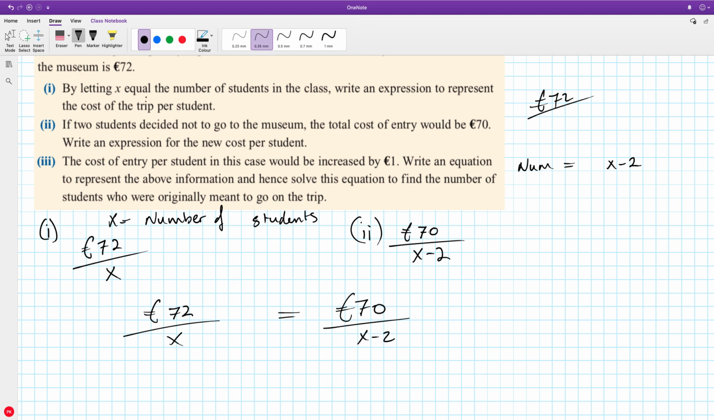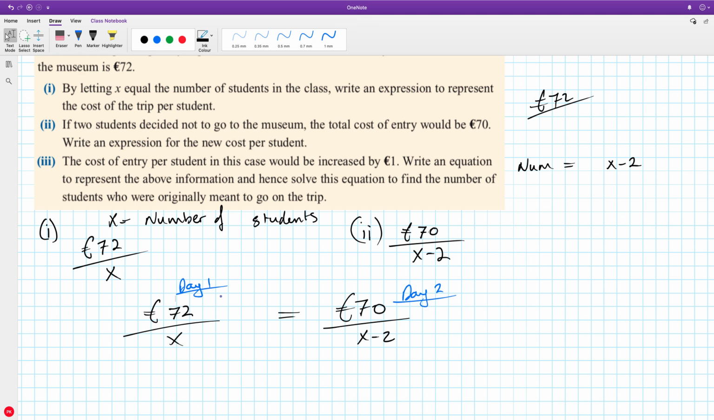So, we'll call this day 1. We'll call this day 2. Are they equal, Abby? Is day 1 and day 2 equal? Are they? I think so. What does part 3 tell us? The cost of entry per student in this case. So X isn't the cost of entry now. X is the number of students. The number of students the first day was X, the number of students the second day was X minus 2. It tells us the cost of entry per student in this case is increased by €1. Write an equation representing the above information and solve this equation to find the number of students.